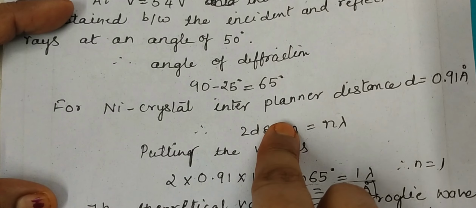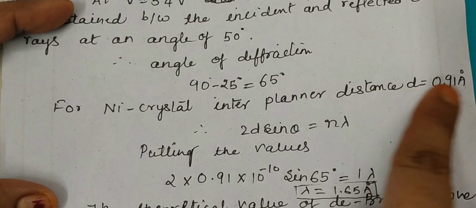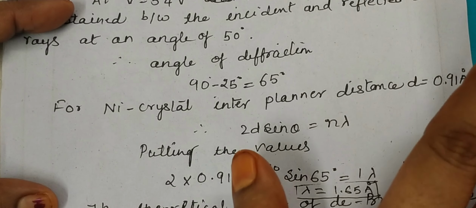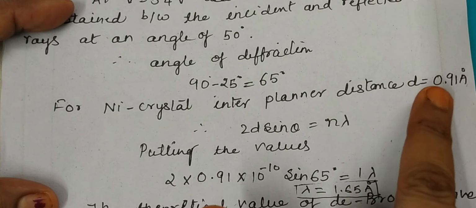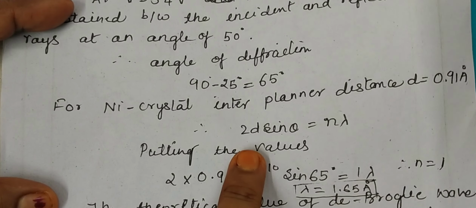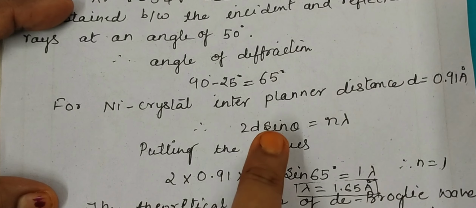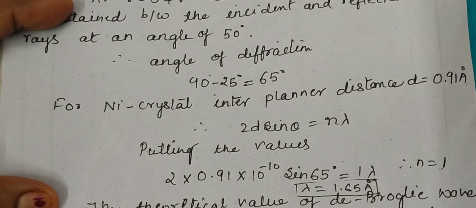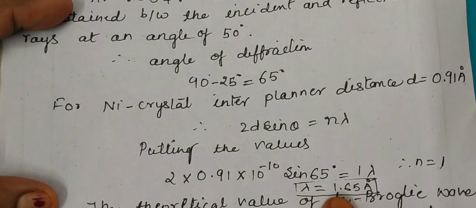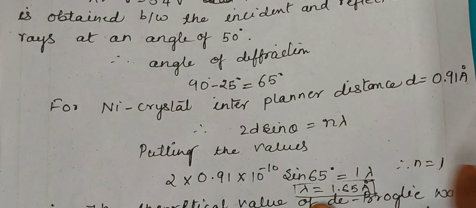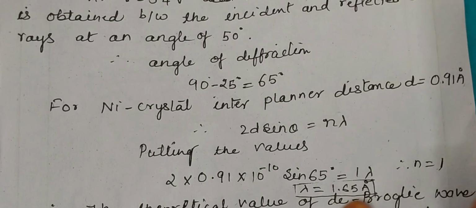Now for the nickel crystal, the interplanar distance d is a constant, that is 0.91 angstrom. Now 2d sin theta equals n lambda. Putting the value of sin 65, with n equal to 1, we get the wavelength lambda as 1.65 angstrom.